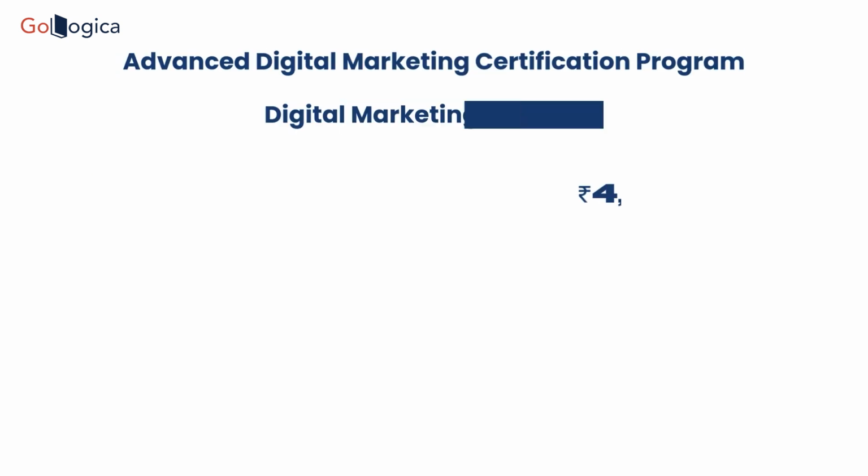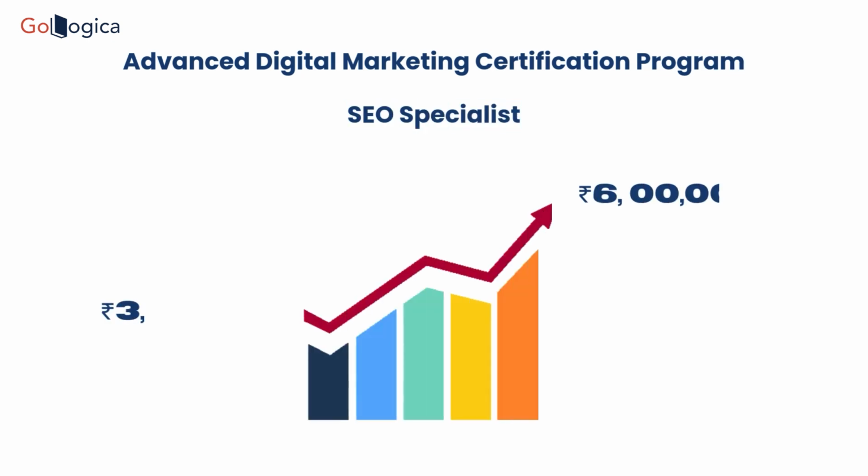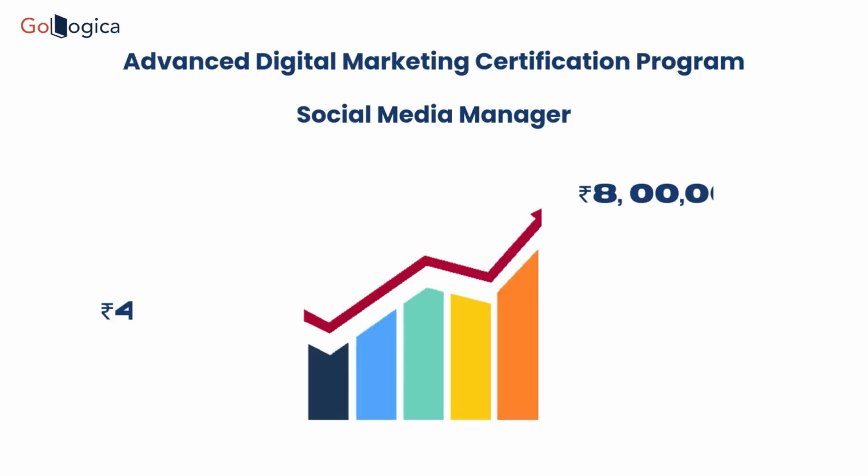Digital marketing salaries in the present job market. Digital marketing executive, $2,000 to $4,000 per annum. Entry-level position for beginners in the field. SEO specialist, $3,000 to $6,000 per annum, focuses on search engine optimization strategies. Social media manager, $4,000 to $8,000 per annum, manages social media campaigns and brand presence.